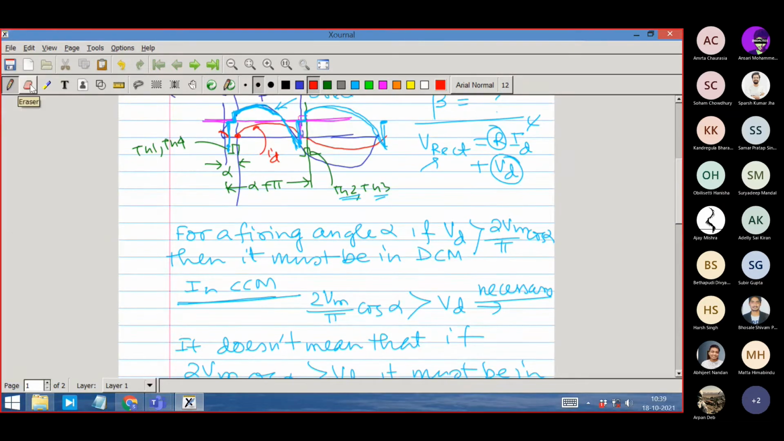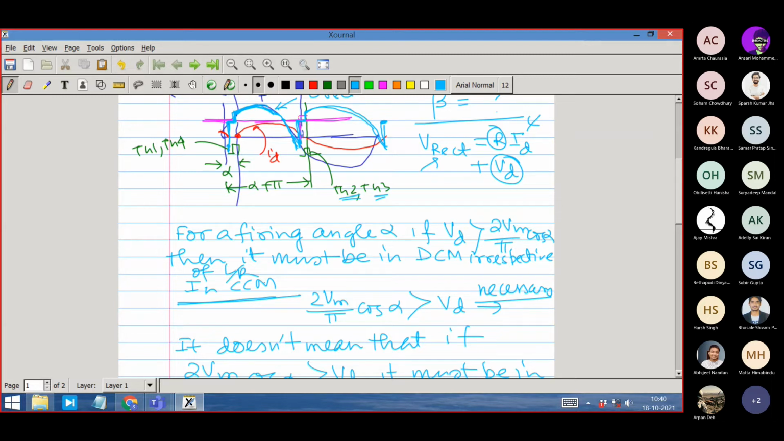Let me say that also clearly: irrespective of L by R, the circuit time constant, it must be in DCM. However, when it is in CCM, I don't know immediately. First I have to cross check that Vd is less than 2 Vm by pi cos alpha. Then I will have this in my mind that it may be in CCM, may be in DCM. The situation is difficult for me. I am not immediately able to conclude.